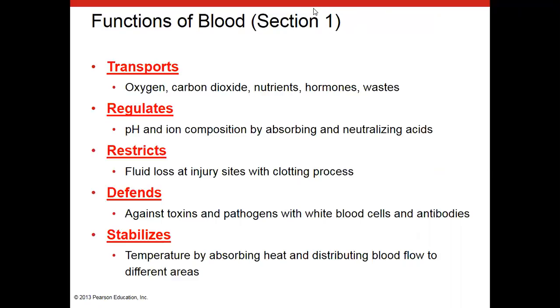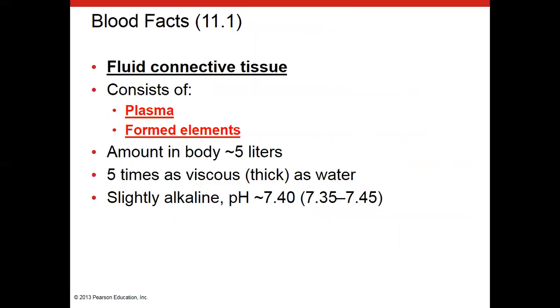But also blood vessels can restrict fluid loss, and there's a cell in blood called platelets that helps with blood clotting. And then white blood cells defend against pathogens and toxins. We're going to talk about 5 different types of white blood cells. And then blood circulates to particular areas by changing the size of blood vessels. Blood can flow to or from an area of the body to stabilize body temperature. Again, it's a fluid connective tissue, and the components of whole blood are plasma and formed elements. And in the whole body, you have about 5 liters, give or take, of blood.